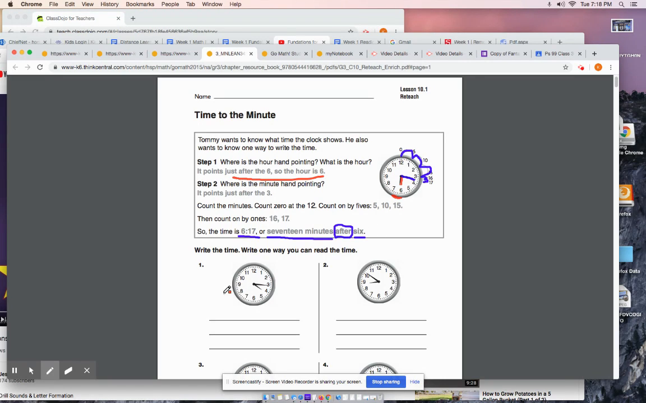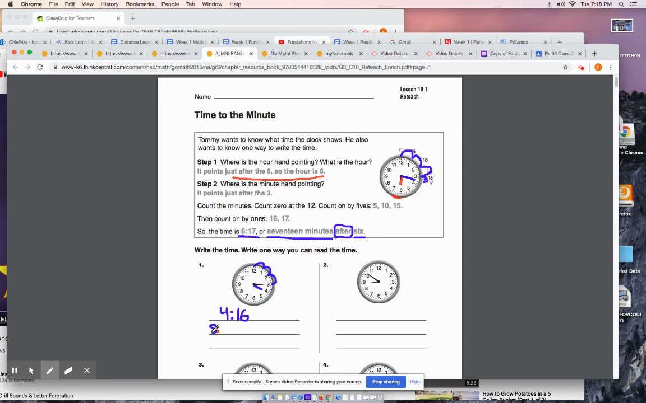So let's look at this one together. I'm looking at my hour hand. My hour is at the 4. It's in between 4 and 5, but it hasn't reached 5 yet, so it's still 4 o'clock. So one way to write my time, it's 4 o'clock. And then I'm going to skip count. 5, 10, 15, and I'm going to count one more, and it's 16. So it's 4:16. And another way I can write that is 16 minutes after 4 o'clock.